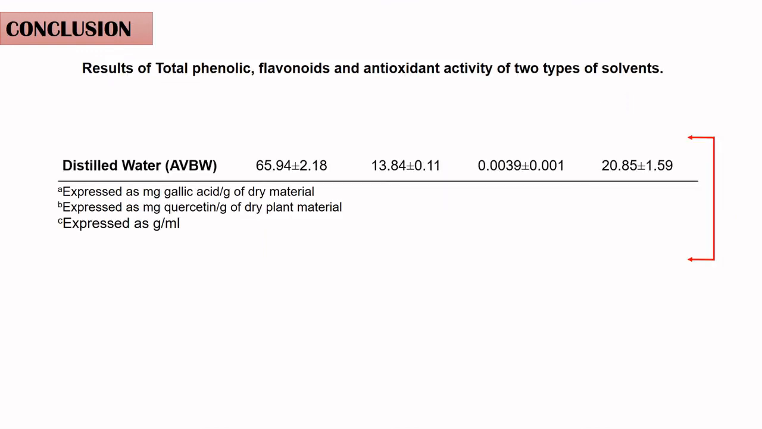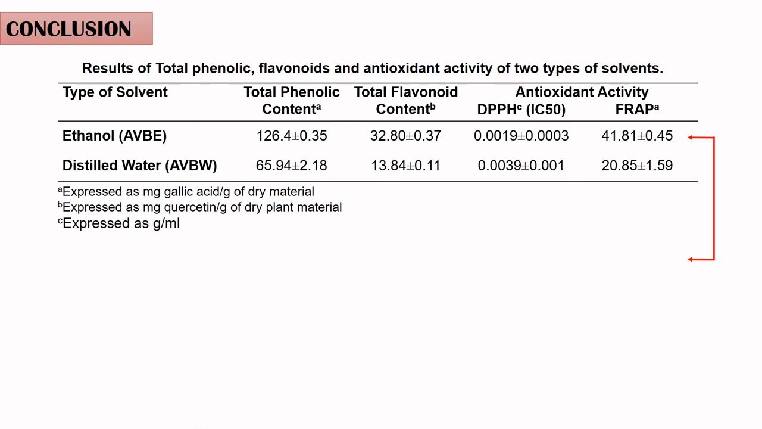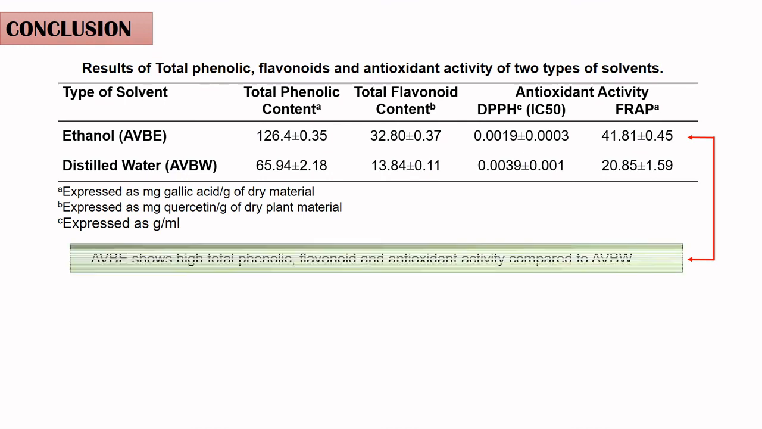In conclusion, the table shows the comparison of the two types of solvent with the results of TPC, TFC, and also the antioxidant activity. Even though the extraction yield of distilled water is higher compared to ethanol, the results of TPC, TFC, and also the antioxidant activity performance of AVBE are higher compared to AVBW.